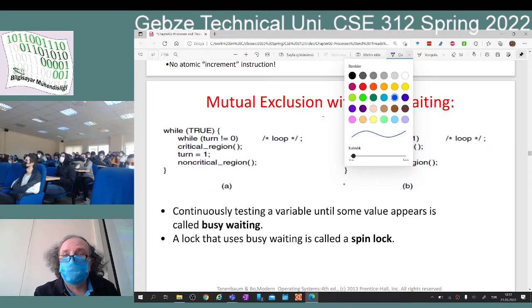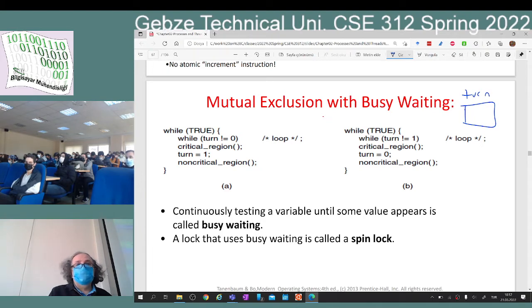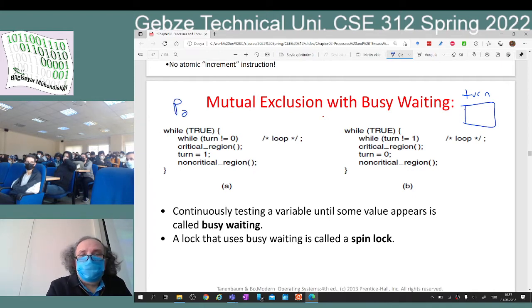That's why I don't use this thing. Turn is a global variable. It could be either 0 or 1. 0 is this process P0, and this is P1. This one says that there is an infinite loop here. While true, I am going to do this.